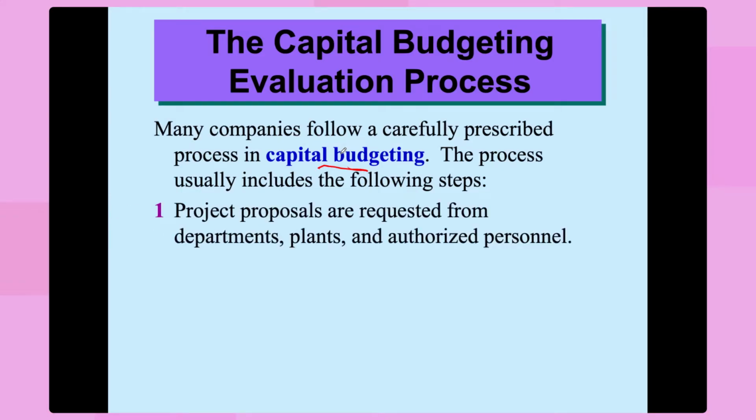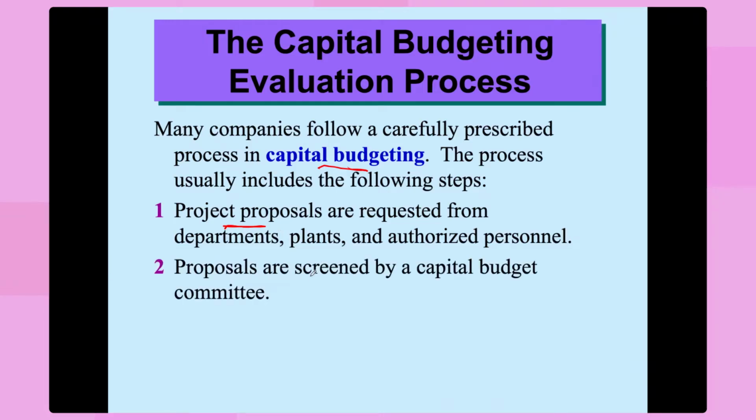Very important in terms of capital budgeting is that you have a proposal. Common sense: if there's no proposal coming from the departments, plants, and authorized personnel, capex will not happen. So there should be project proposals. Number two, very important also that the proposals are screened by a capital budget committee. Take note of this one.